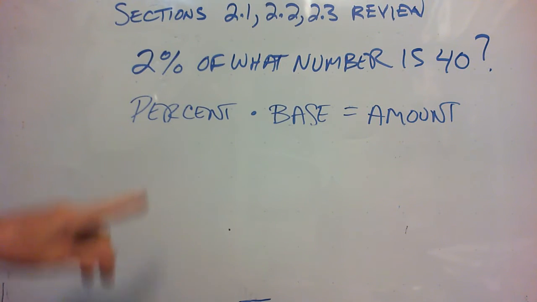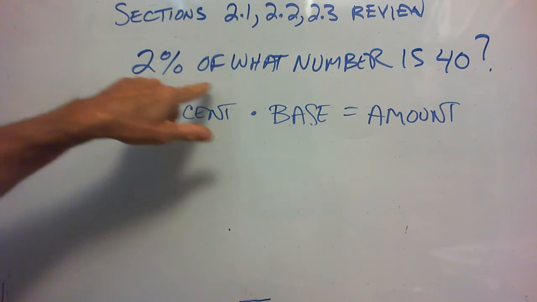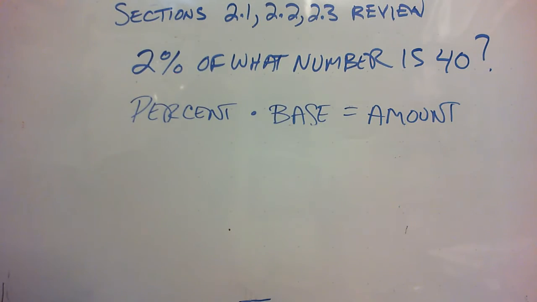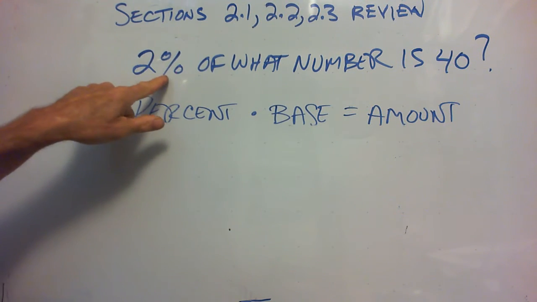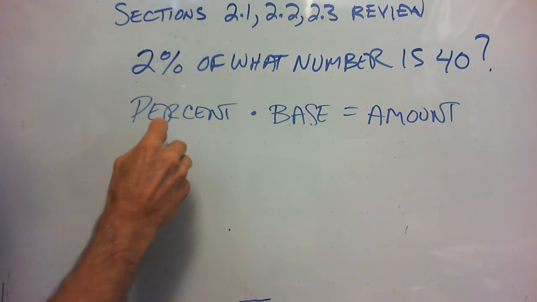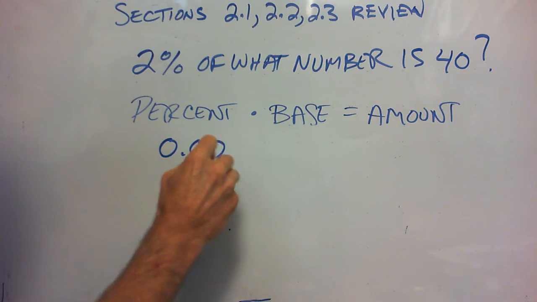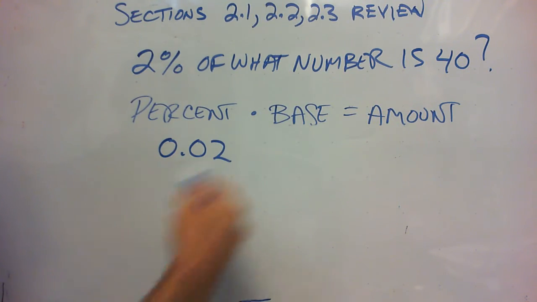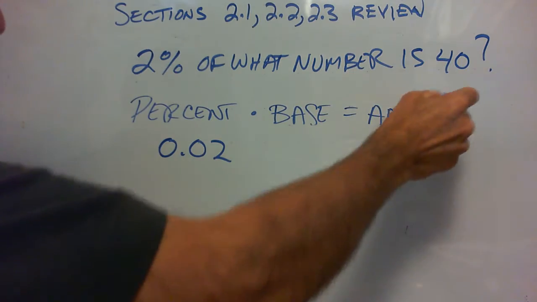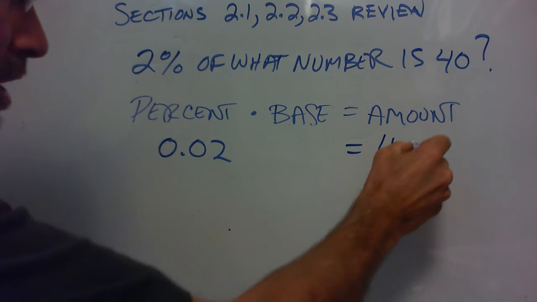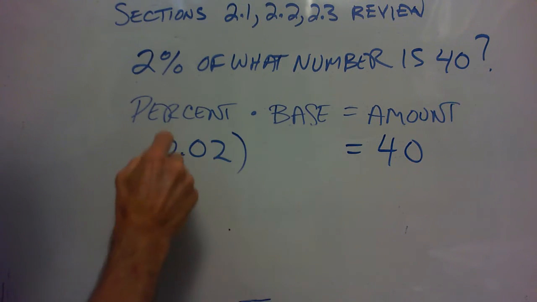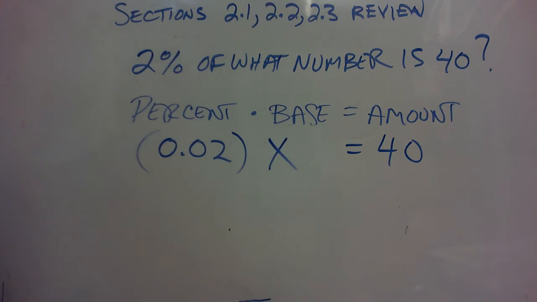Okay, in our next problem, the question is, 2% of what number is 40? Okay, we change the 2% into the decimal, so it's 0.02 equals, 40 is our amount. So what's unknown here is our base, which we let equal x. So we get the equation 0.02x equals 40.